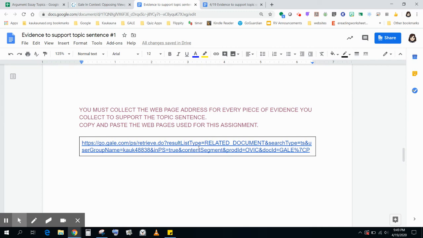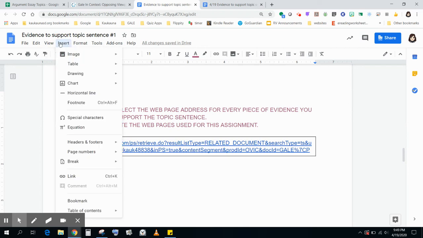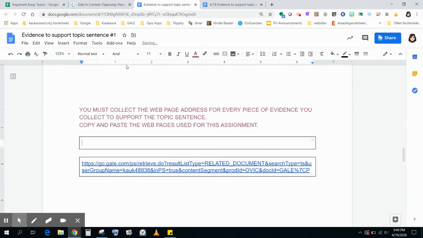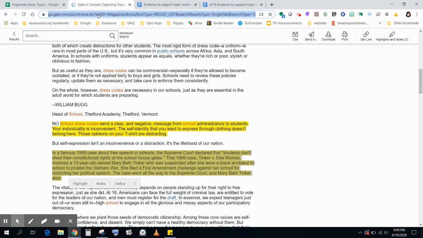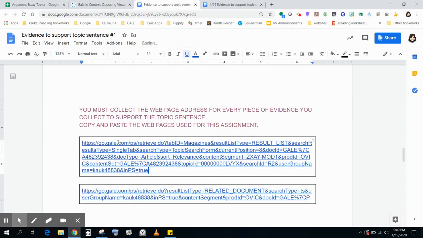This is the web address from my first article. And then I need to add the web address from my second article, which is the one that I just shared with you. So all I have to do is go to Gale in Context Opposing Viewpoints, highlight the web address, copy it, and then I can paste it. Now, I had 3 pieces of evidence that I gathered from 2 articles. So I have my 2 articles here as a resource to utilize to find these particular articles again in the future.